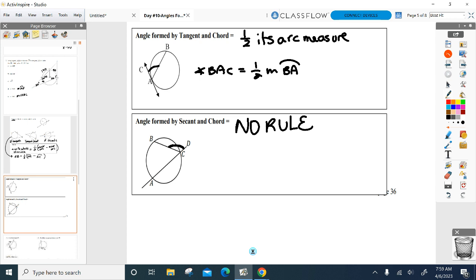Dig deep here, above average math students. I may not have a rule that says take half the arc or do this to an arc, but you will still be able to find this. How, Spence? With what? What type of angle? With inscribed. Everybody, find the inscribed angle, and then subtract it from 180. So don't give me, oh, I don't have a rule for it. It's impossible to find. You find the inscribed angle next to it, and you subtract it from 180.